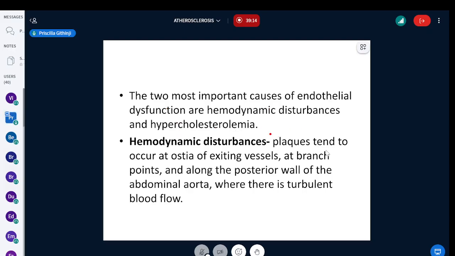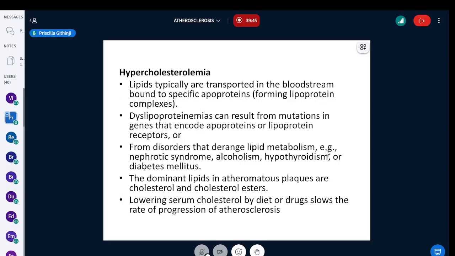So the two most important causes of endothelial dysfunction are hemodynamic disturbances and hypercholesterolemia, which we're calling hyperlipidemia. Your hemodynamic disturbances are where there are very high pressures, like where blood vessels are branching off. So plaques tend to occur at ostia of exiting vessels, where the exiting vessels are branching off from a main artery, at branch points, and along the posterior wall of the abdominal aorta, where there is turbulent blood flow. So these are the areas where you're most likely to find atherosclerosis.